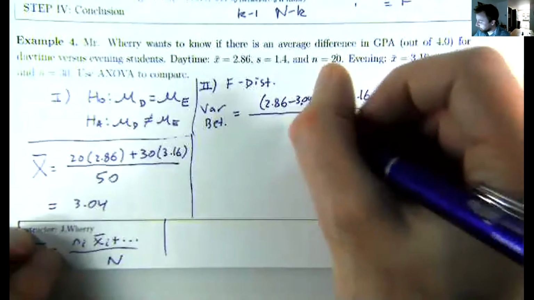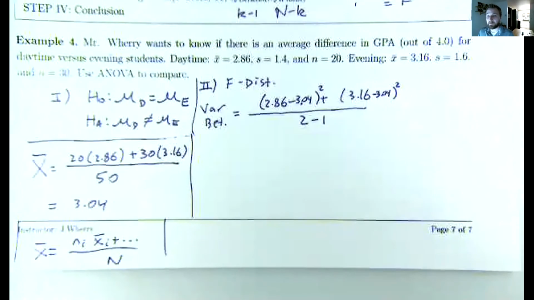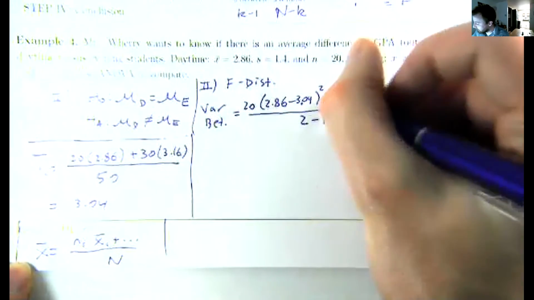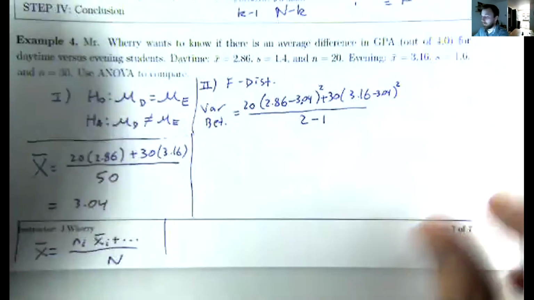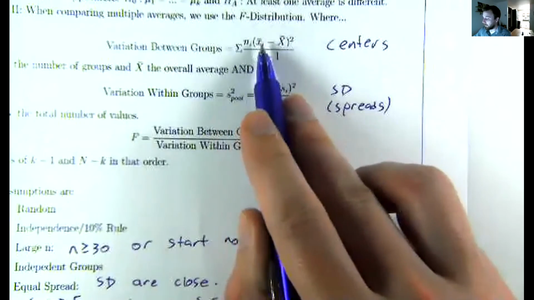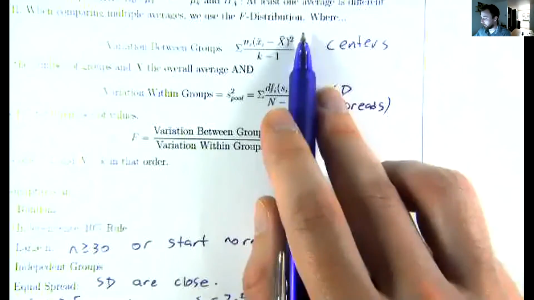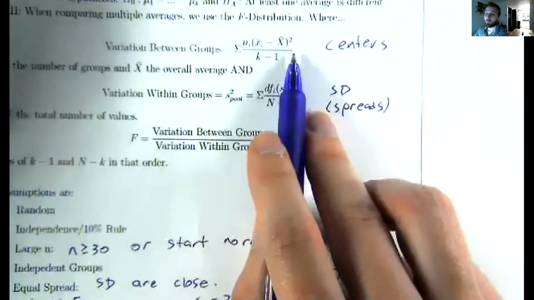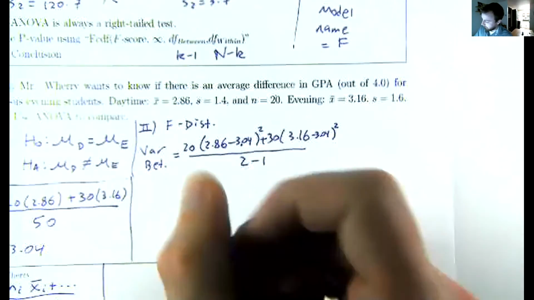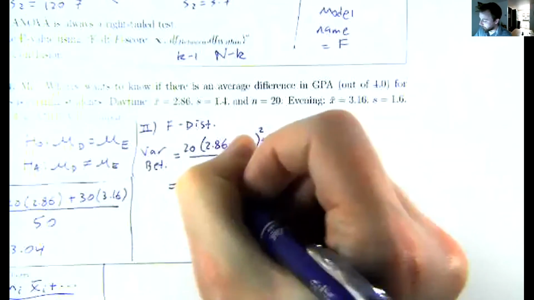I have two groups, so my degree of freedom is going to be 2 minus 1. And I need to weight these things by how often they show up. This first thing is 20 important. This second thing is 30 important. I've taken my sample sizes, multiplied by my averages minus the overall average. I squared it, and I divided this by the number of groups minus 1. When I type this into a calculator, I end up getting a variation between the groups of 1.08.